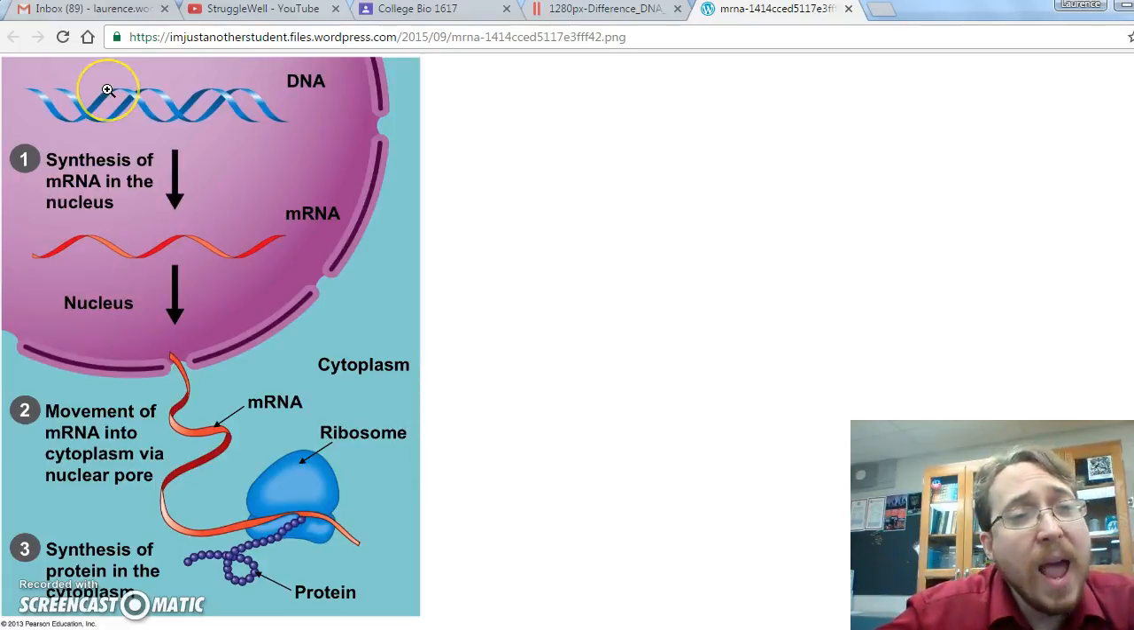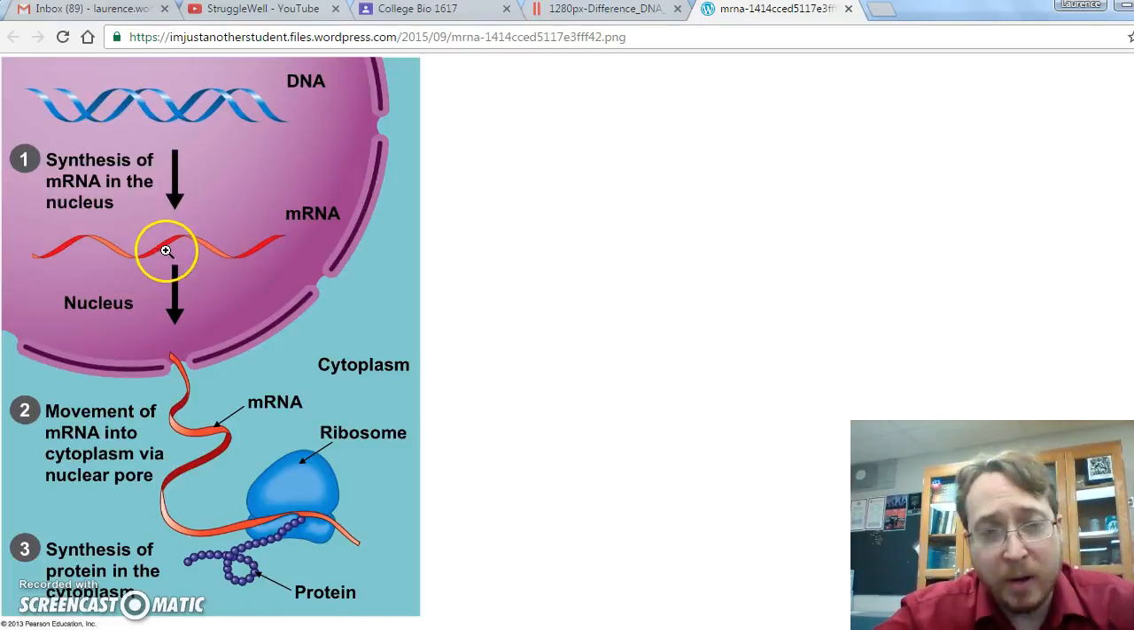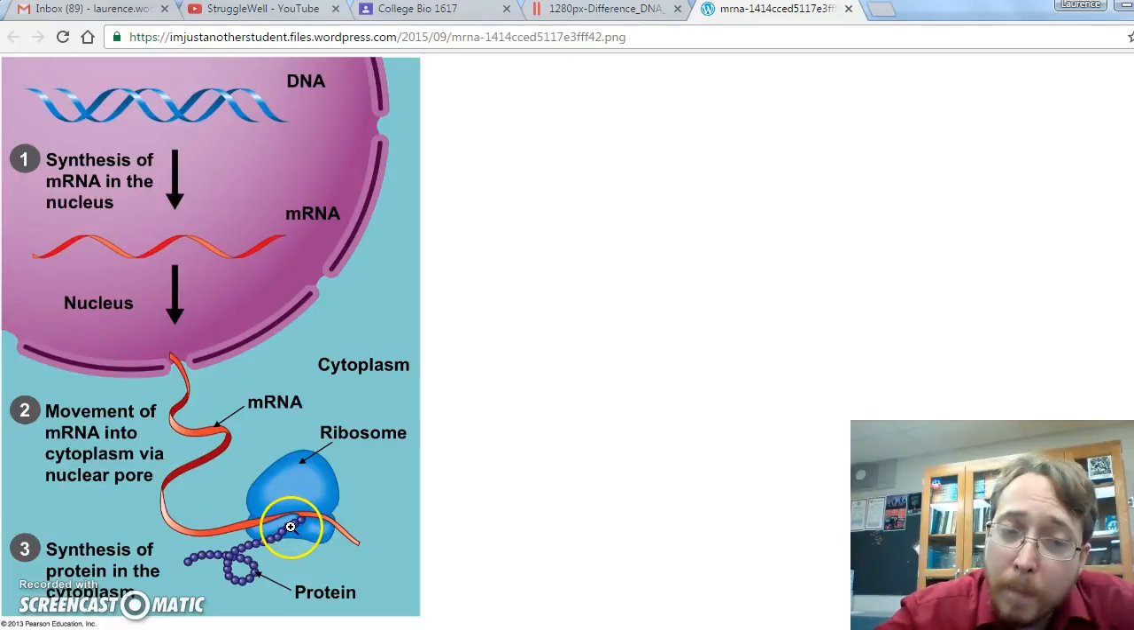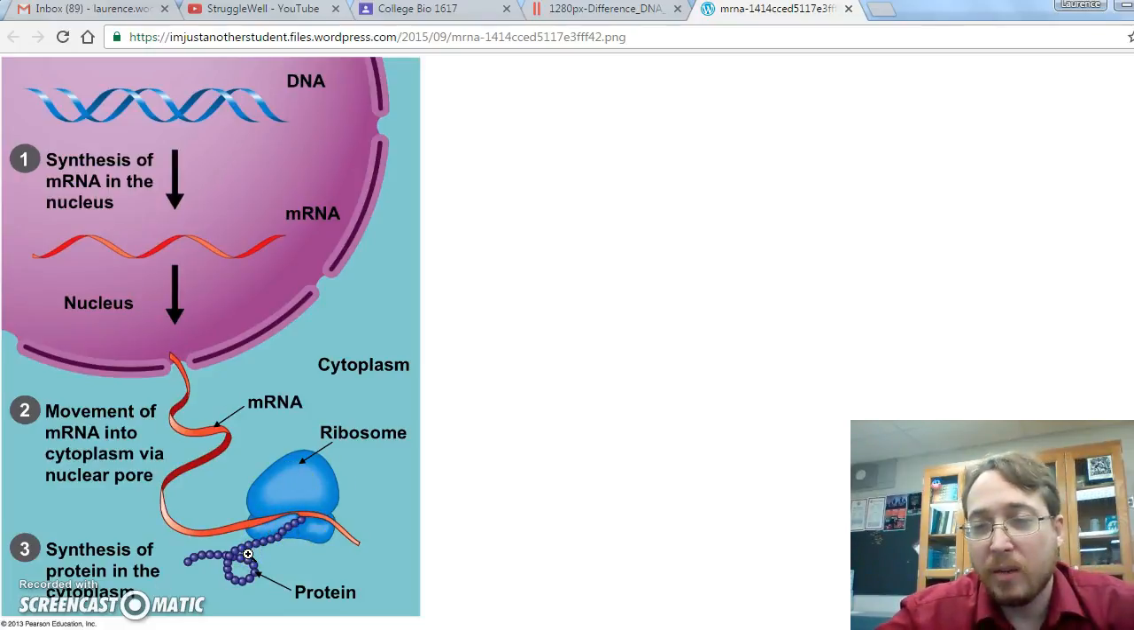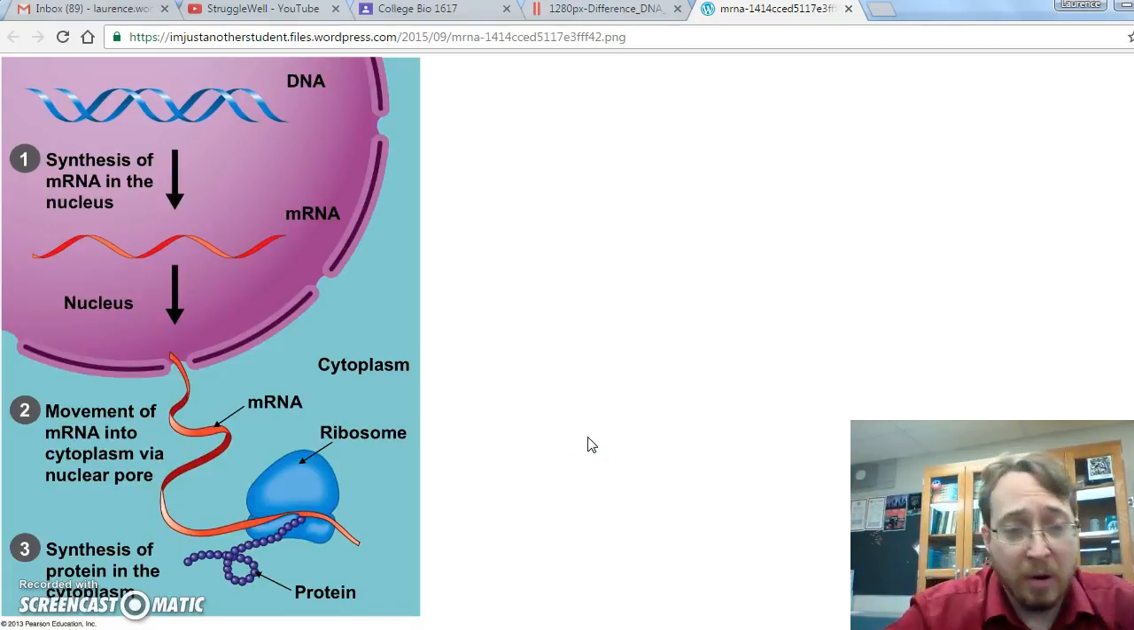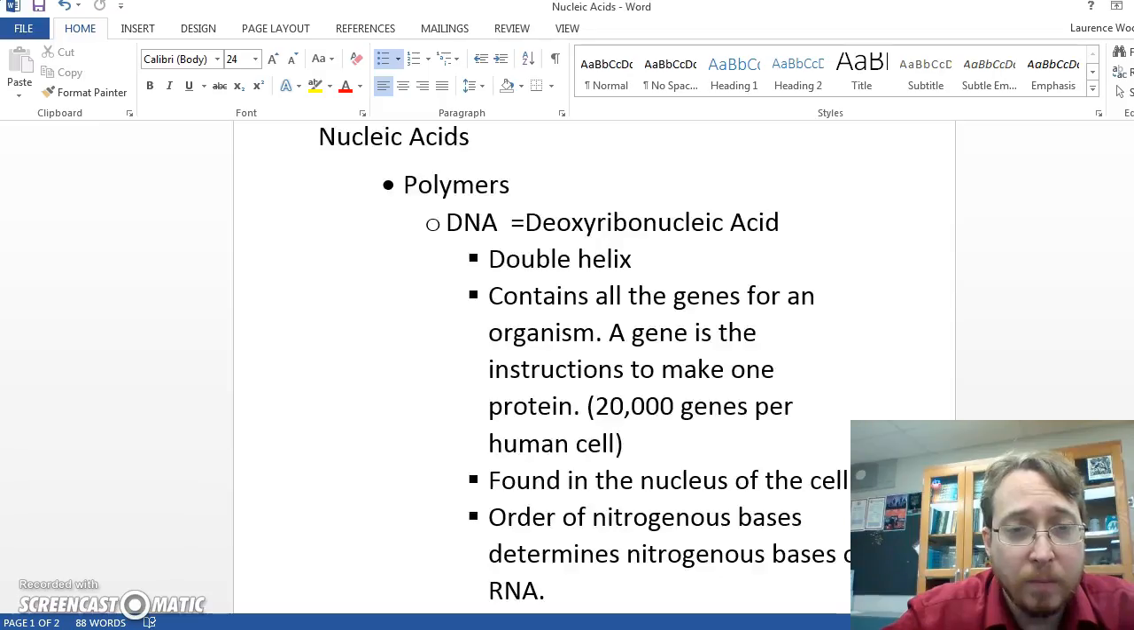Furthermore, the nitrogenous bases of DNA determine what the nitrogenous bases in the RNA are going to be. And the nitrogenous bases in the RNA are going to determine what monomers the ribosome uses to make the protein. So there it is. Those are the differences. Let's review.